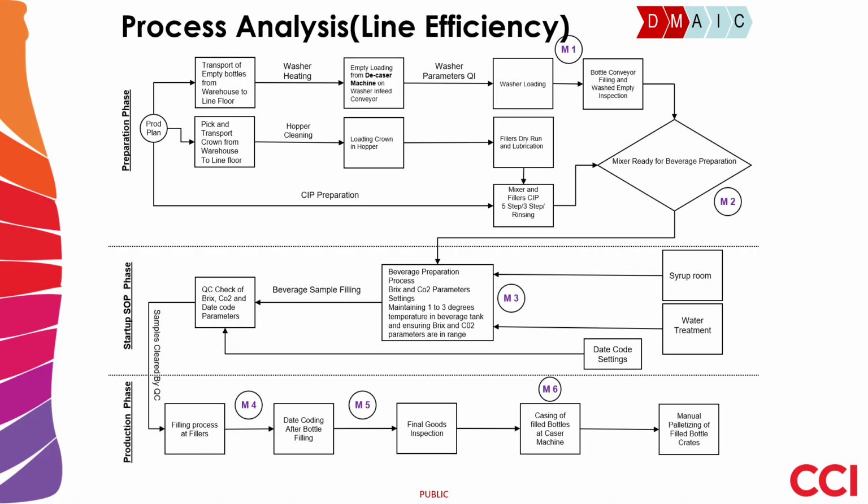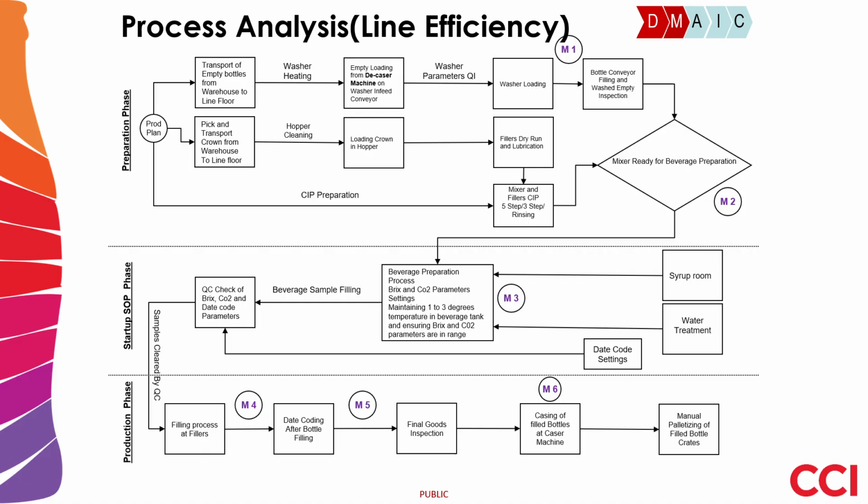The bottles come to filling. Meanwhile, the raw materials are fed in the relevant areas and the filler gets ready. Once the filler is ready, the beverage is prepared and bottles are available, we go for the brix and CO2 parameters checking. Once these are ready, it means that we are good to go for our filling process. You can see the first phase of preparation.